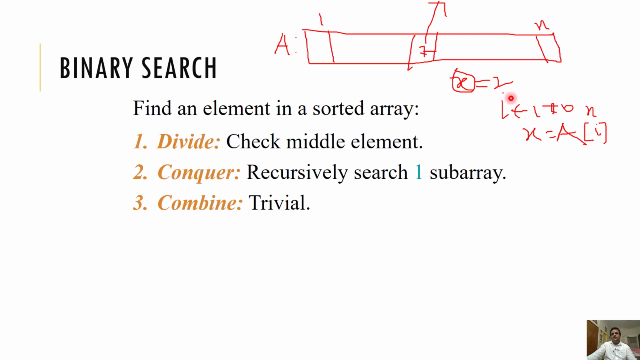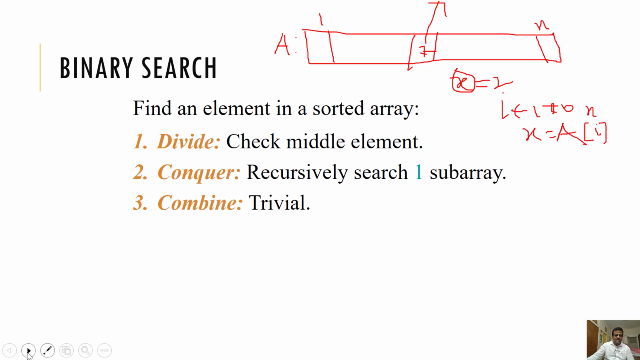That part we will just do recursively, by either searching here or searching here. So that is the only one recursive call. The combine step is nothing, it is very trivial, we are not doing anything in the combine step. So this is the divide and conquer technique we have discussed for doing this.